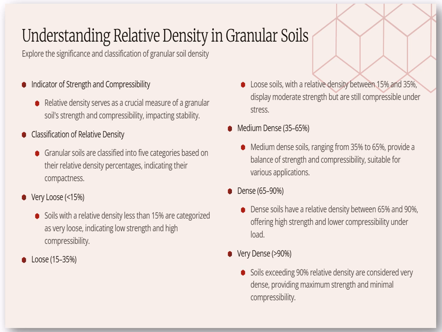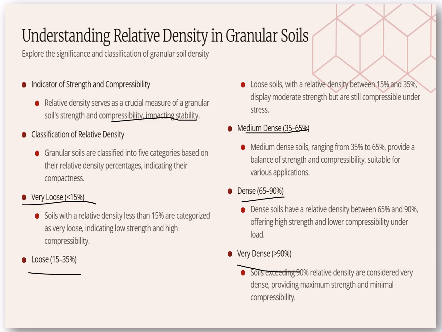Next, we are going to understand the relative density in granular soil. Now here we are going to see the ranges of different soil particles, from where to where it will range and what it signifies. These are indicators of strength and compressibility. Relative density serves as a crucial measure of granular soil's strength and compressibility, impacting the stability.